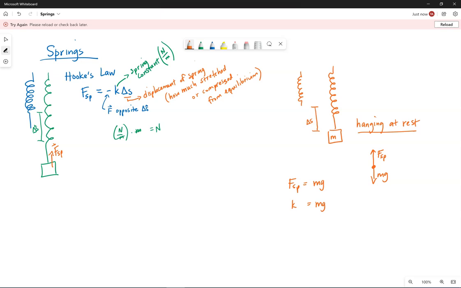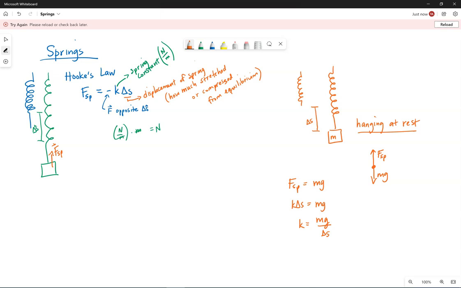Let me write that better. So if we knew the mass, we know g, and we could measure the delta S, how far that spring stretched when we hung that specific mass from it, we could determine the spring constant of a spring.